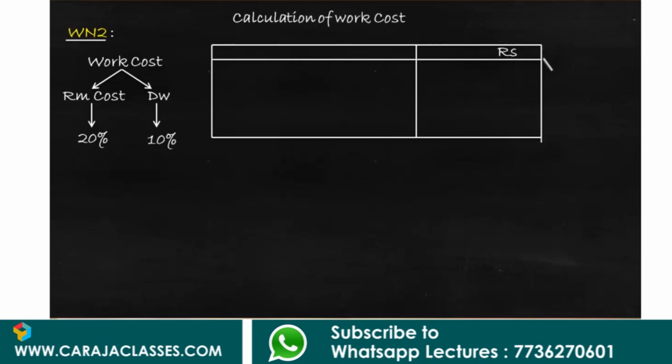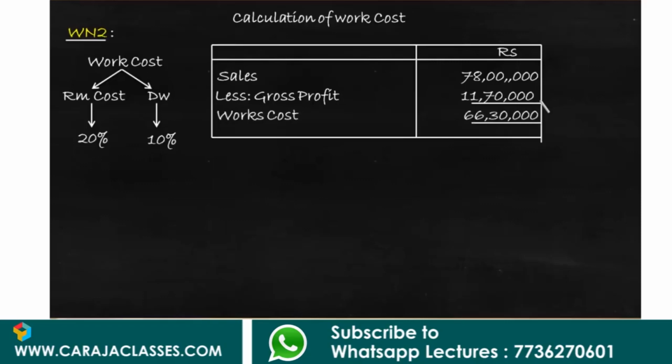Works cost is nothing but sales minus gross profit. So sales is 78 lakh. Do we have information on gross profit in the question? Yes, we do. In the question it is mentioned gross profit is equal to 15% of sales. So less 15% of sales, which is 11,70,000. So sales minus gross profit will give works cost, which is 66,30,000.